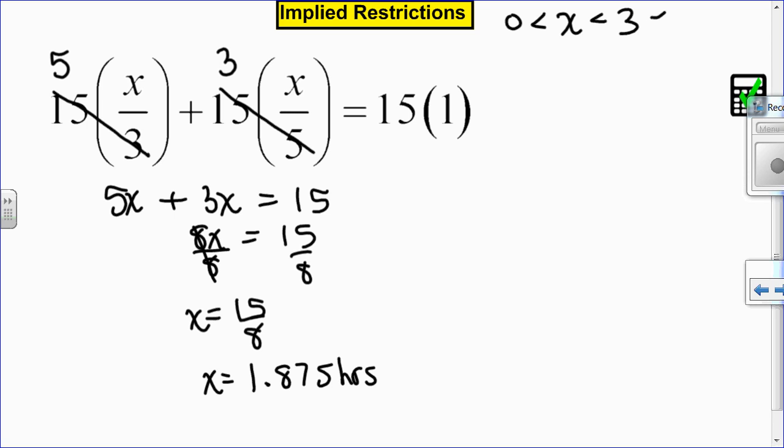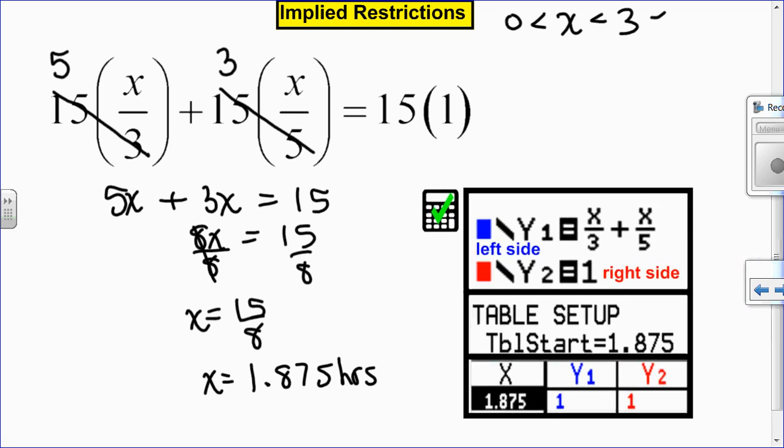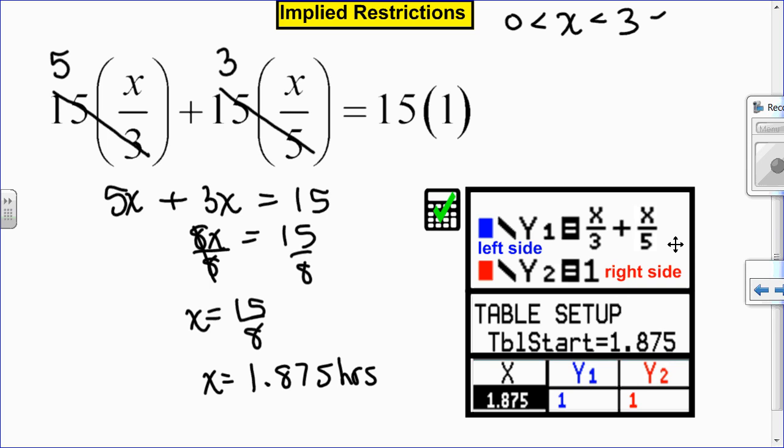So it looks like I'm on the right track, but to know for sure, I go into my table. So left side of the original equation in y1, right side in y2. I start my table at 1.875, and I see that I do have a match, so I know I did that correctly.